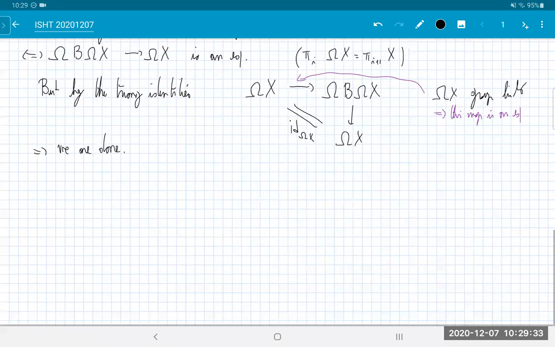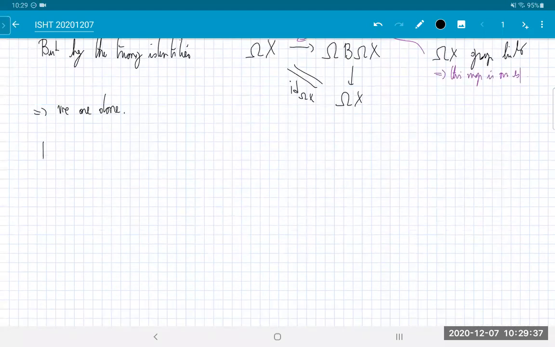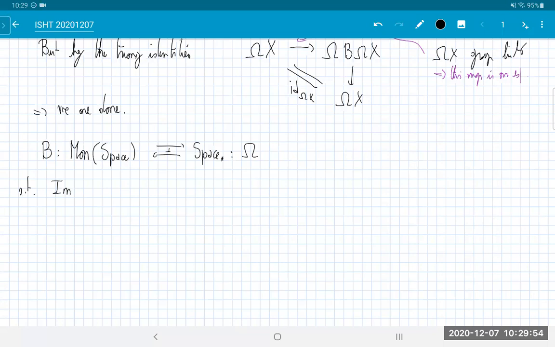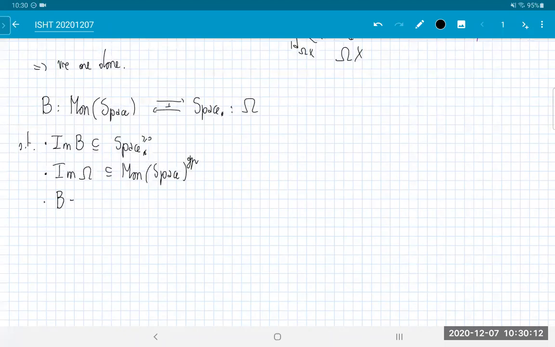So let me sum up. We have an adjunction B, omega between monoids in spaces and pointed spaces, such that the image of B is in connected spaces, the image of omega is in groups, and B omega restricts to an equivalence. Okay, that's the main result that we have. That's what I call the recognition principle for loop spaces.